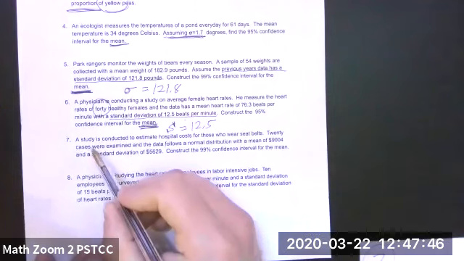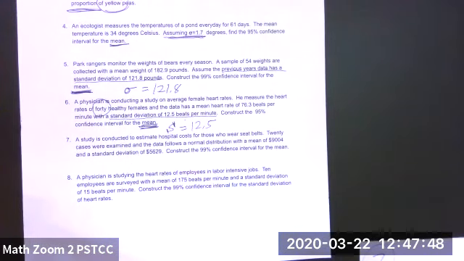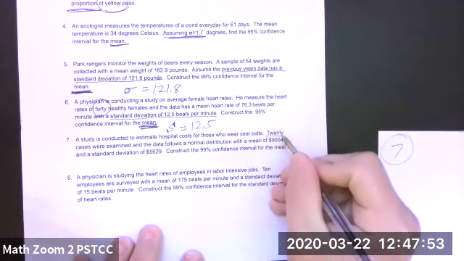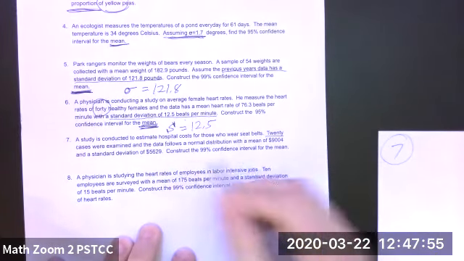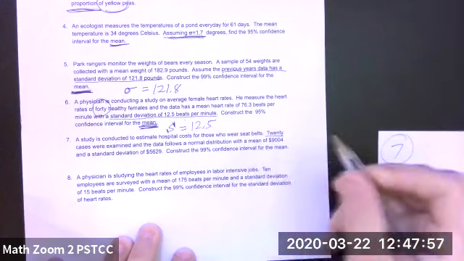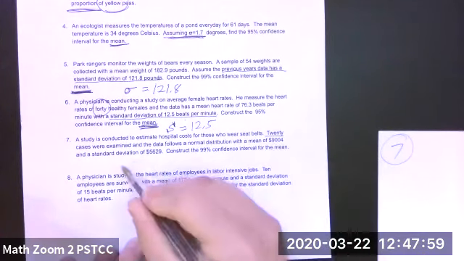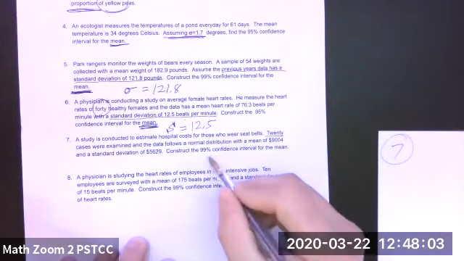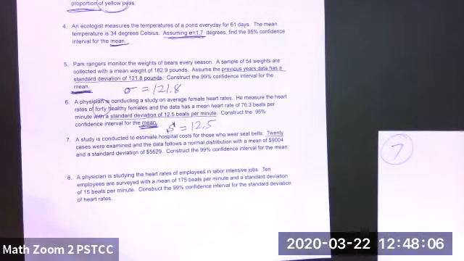In question 7, studies conducted to estimate hospital costs for those who wear seatbelts. 20 cases were examined, and the data follows a normal distribution with a mean of 9,004, standard deviation 5,629. Construct the 99% confidence interval for the mean.